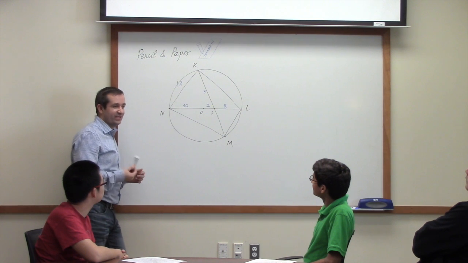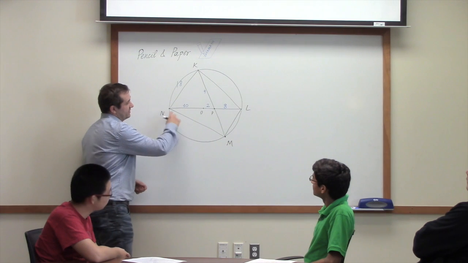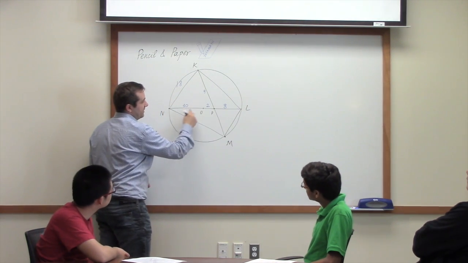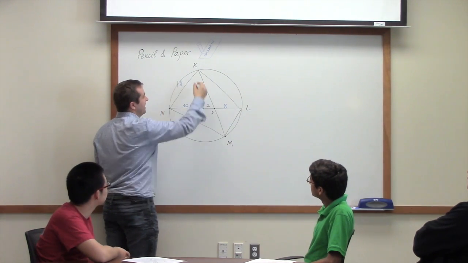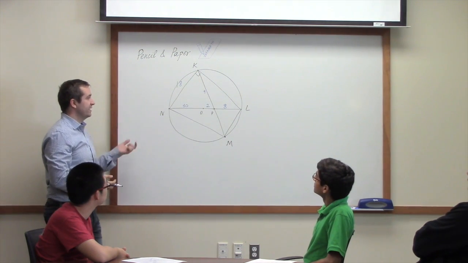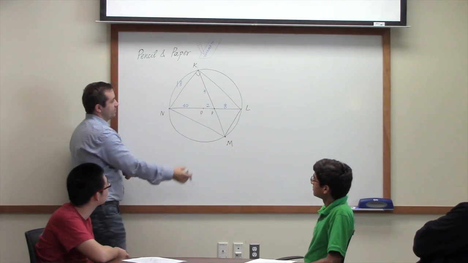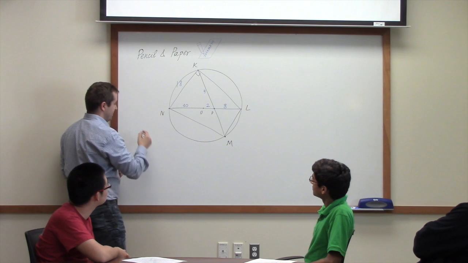I would like to present my solution for problem number 3. What I saw is that the diameter NL is 10 to 8, and I know that this angle is 90 degrees. So immediately when I see a segment that I can compute, I better mark it in the picture. So I can compute what KL is.